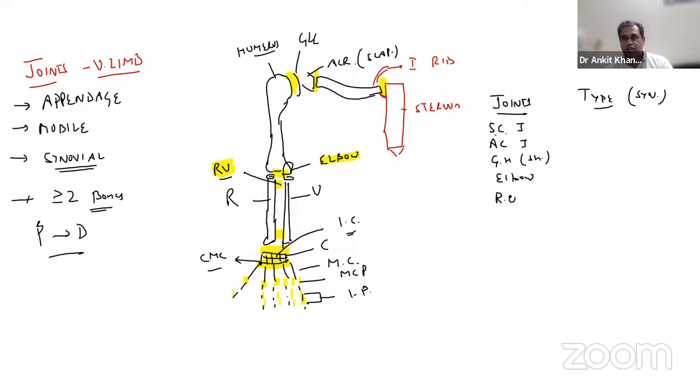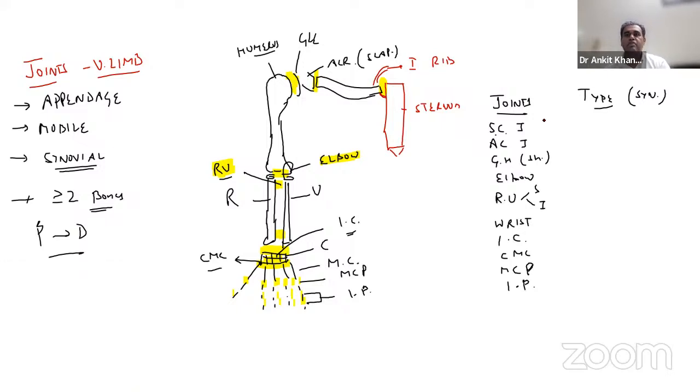Then we have the radio-ulnar joint, which is the superior and the inferior radio-ulnar. In fact, we have a middle one also, that is the interosseous membrane. Then we have the wrist joint, right? And then we have what? Intercarpal joints, then carpometacarpal joints, and then metacarpophalangeal joints, and then the interphalangeal joints. Yes or no? These are mainly all the types of joints which are present in the anatomy of the upper limb.